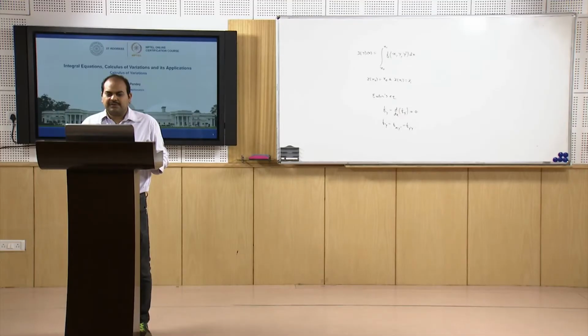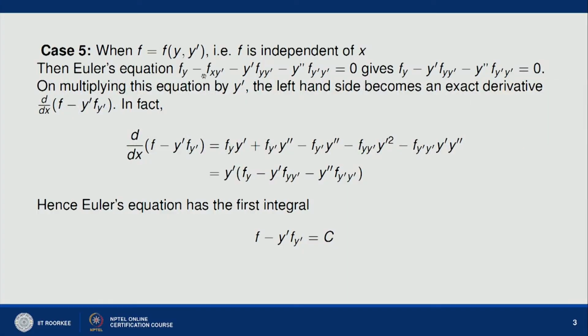So here, since f is independent of x, the term f of x y dash is coming out to be 0, and this reduces to f of y minus y dash f y y dash minus y double dash f y dash y dash equal to 0. So here if we observe carefully, then after multiplying this differential equation by y dash, this becomes an exact derivative of f minus y dash f of y dash.